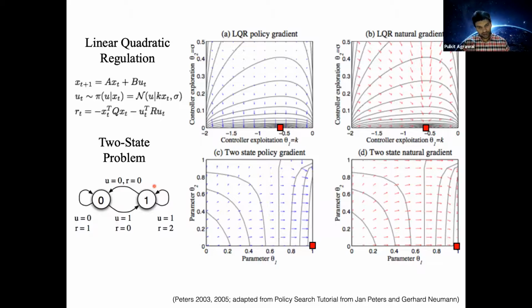It turns out that they also have another interpretation, which is that we become scale invariant. What that means is, what I said, that if I change the parameter in one dimension, my policy will change by 10, and if I change the parameter in another dimension, my policy will change by 0.1. Now that will go away. If I now compute the natural gradient and step by a particular amount in the natural gradient direction, then my changes are going to be similar.